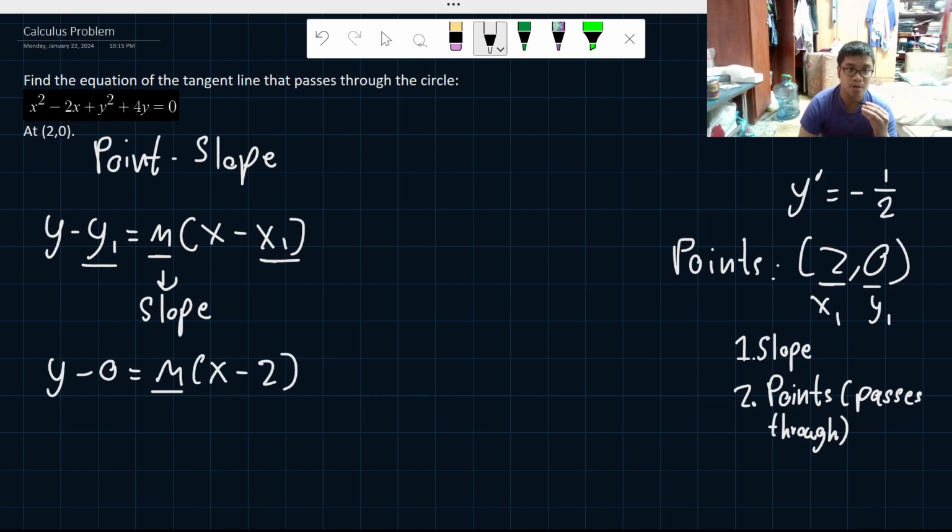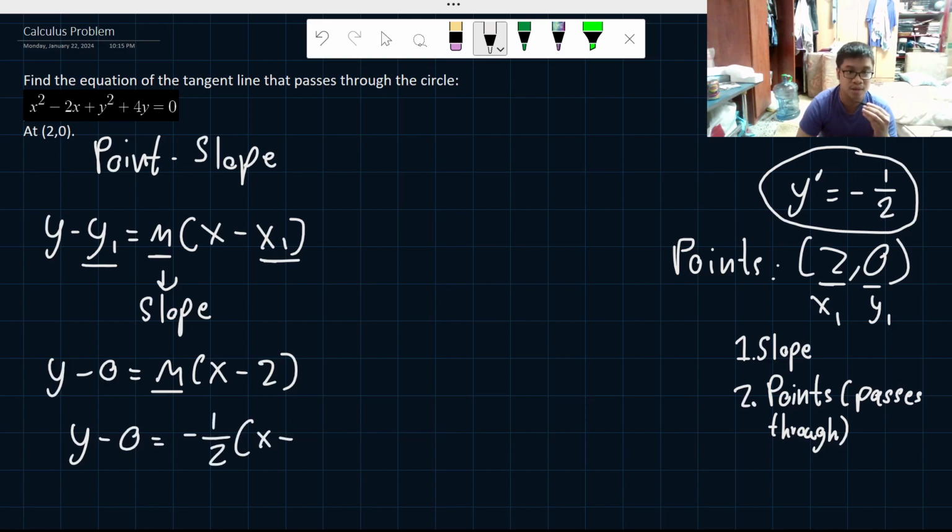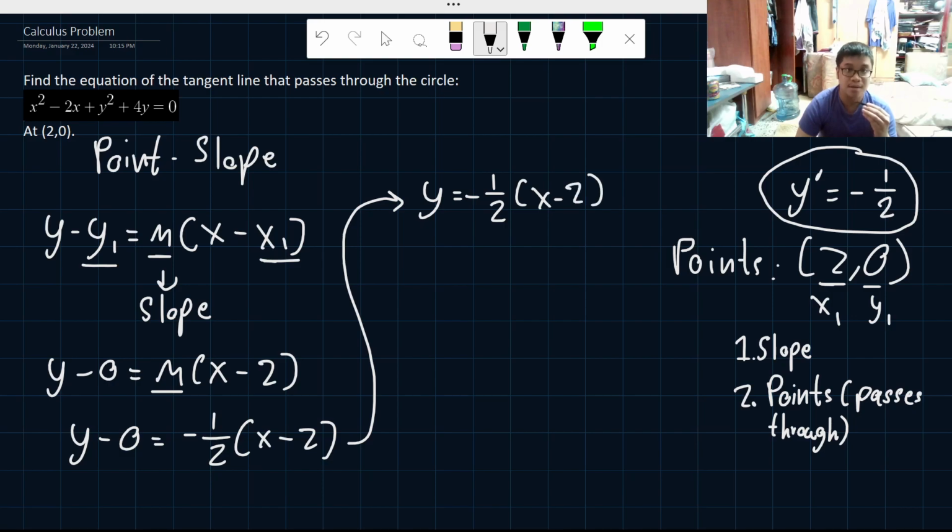So the slope, we are referring to the slope of the tangent line, which is negative 1 half. So we will substitute negative 1 half as our m. Hence, we will have y minus 0 is equal to negative 1 half times quantity x minus 2. That's it. Then let's simplify. This would be y is equal to negative 1 half times quantity x minus 2. And this is your final answer.